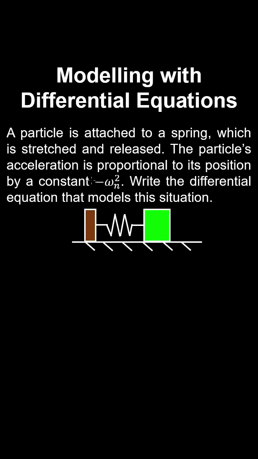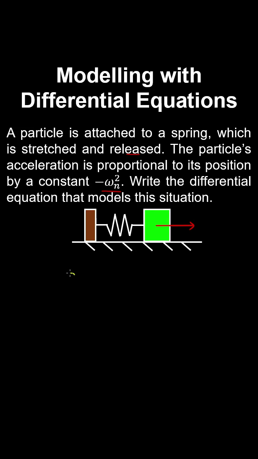You may be given a verbal problem to interpret as a differential equation, and here I've just given you a picture for this first problem to give you a visual. Now a particle is attached to a spring which is stretched and released. So as you can imagine, if you grab this block and pull it to the right, you're going to stretch that spring. And then when you release the block, it's just going to oscillate back and forth. Now the particle's acceleration is proportional to its position, and the constant of proportionality is minus omega n squared. And we're asked to write the differential equation that models this situation.